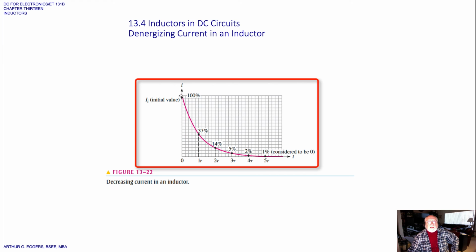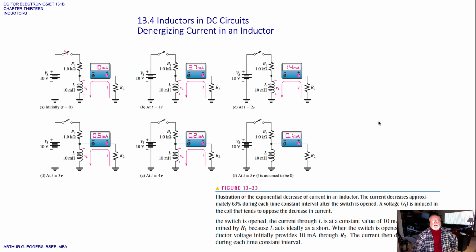Again, you can see the exponential curve here as the current is decreasing through an inductor. Again, a simple illustration here goes through each of those steps of the decreasing current in an inductor. You can go ahead and go through it to prove to yourself. You can see again they've put a current meter in series with R2 to show how to measure the decreasing current.